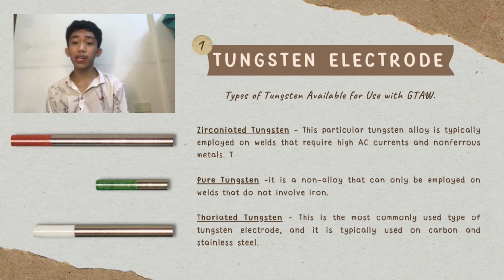Next, we have pure tungsten. It is a non-alloy that can be employed on welds that do not involve iron. And last, thoriated tungsten. This is the most commonly used type of tungsten electrode and is typically used on carbon and stainless steels.